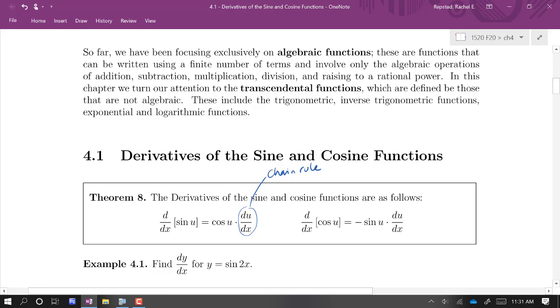So the derivative of sine x is just cosine x, but if I'm taking the derivative of sine of some stuff, I'll use the same rule. I just have to follow through by multiplying by the derivative of the stuff. With cosine, the derivative of cosine of u is negative sine u, and of course we still have the chain rule in effect. So let's do an example.